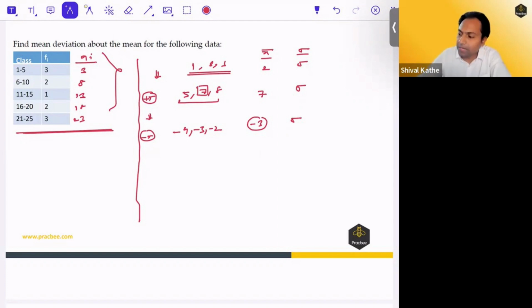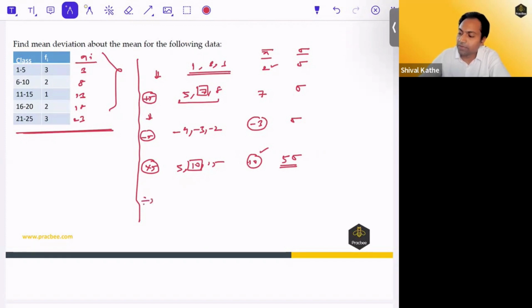What will happen if I multiply all the values by 5? What will happen to mean and sigma now? This becomes 5, this becomes 10, this becomes 15. Your mean becomes 10. So you can see that your mean became 5 times. It was 2 earlier, now it has become 10. So basically your mean has become 5 times. And you will see that your sigma will also become 5 times. And what is the reason? I can explain it in a minute.